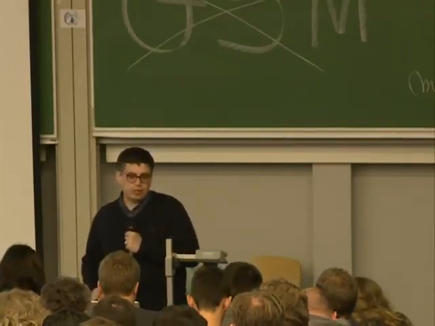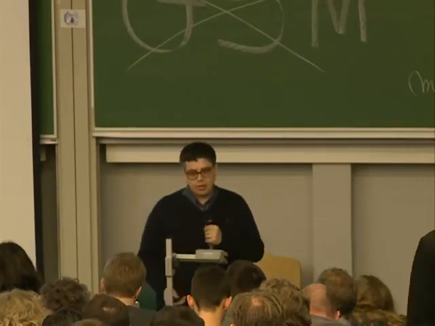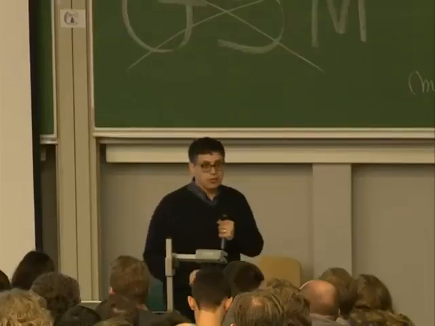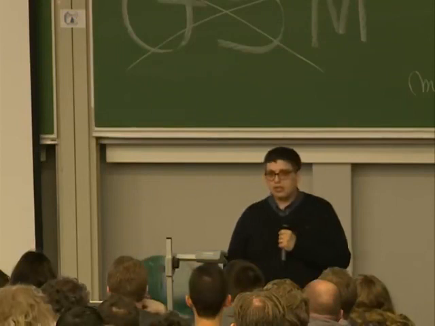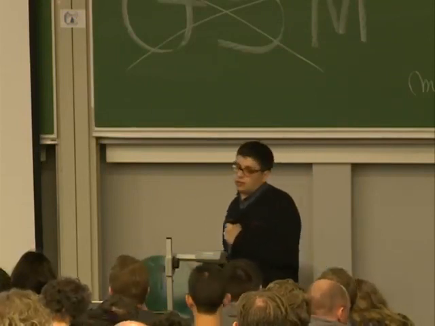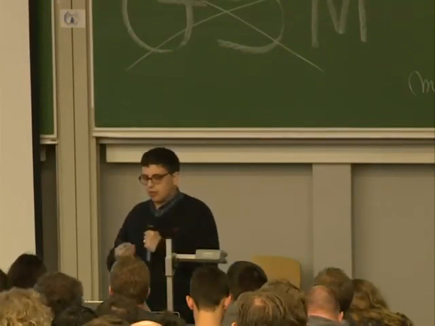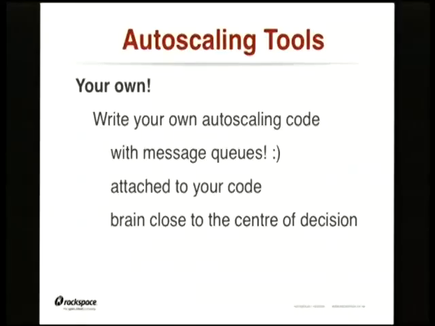And then, of course, you need to write your own autoscaling code. My recommendation is use message queues, because this is the kind of software that you want to use message queues for. It does scale very well in an asynchronous way. And the other advantage that you have is that this is very close to your business. If you write your own code, it's very close to what you actually need. It understands exactly what you want to do and what your business needs. So it's fairly easy to achieve the most with that. But of course, you need to invest time and money into developing this.